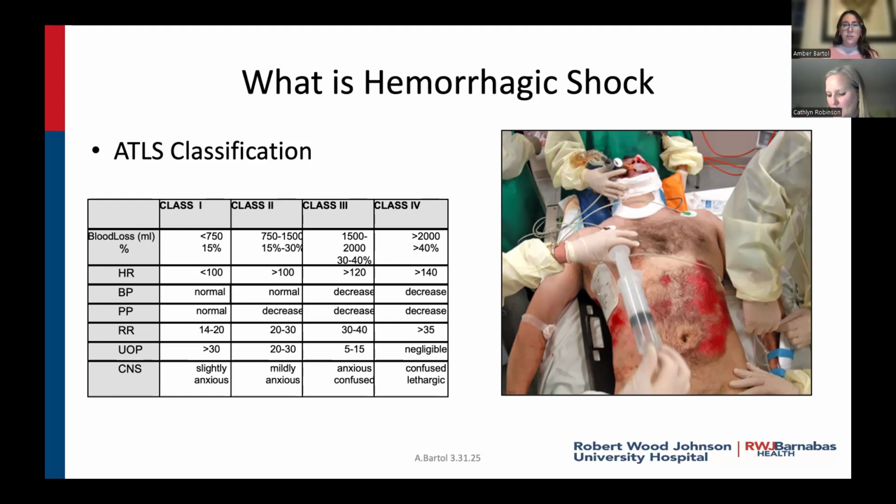And then with class 3 and class 4, these patients are really losing a lot of blood volume. The difference between these two classes is only about 500 mLs. But these patients are going to present pretty tachycardic. They're going to present with hypotension. They're going to be breathing fast, and they're going to have an altered mental status. We really want to try to avoid getting into class 3 and class 4 hemorrhagic shock states, because once we get into these zones, it's going to be harder and harder to recover these patients and get them back to baseline.